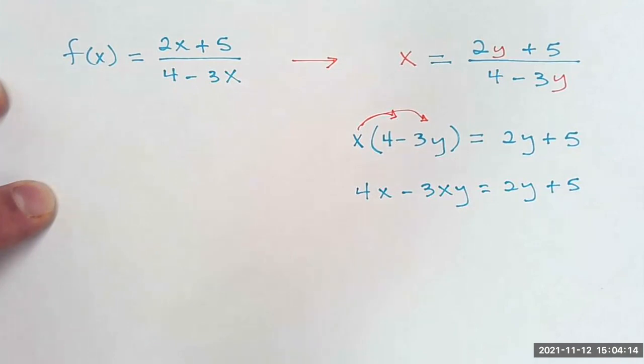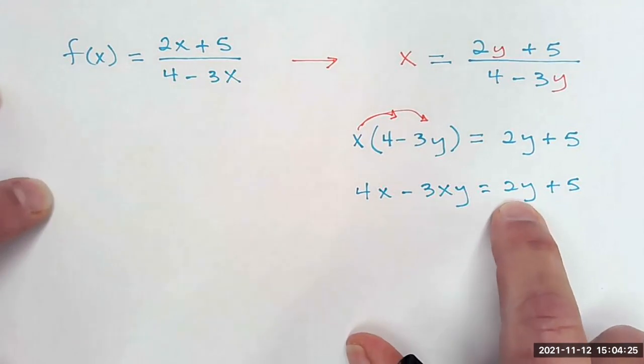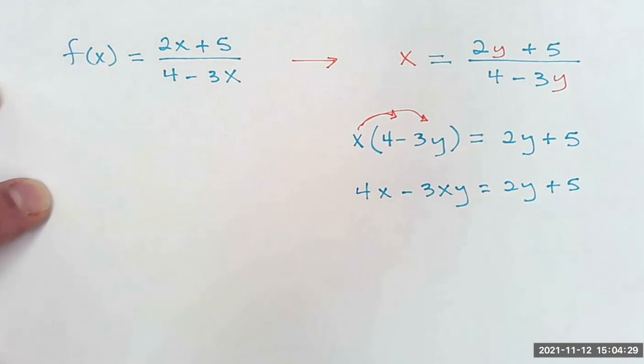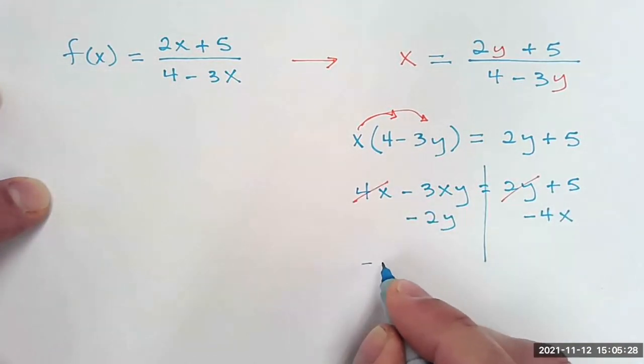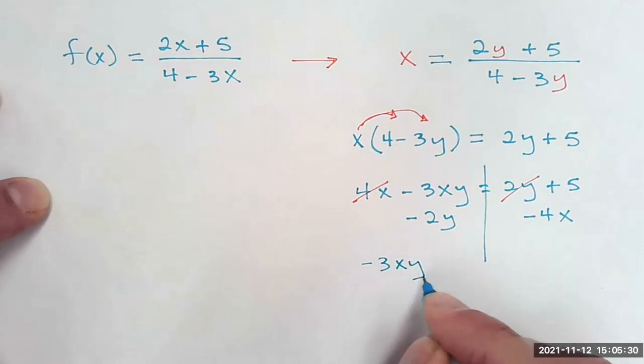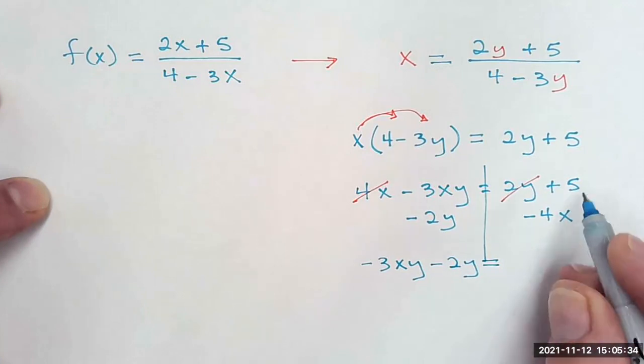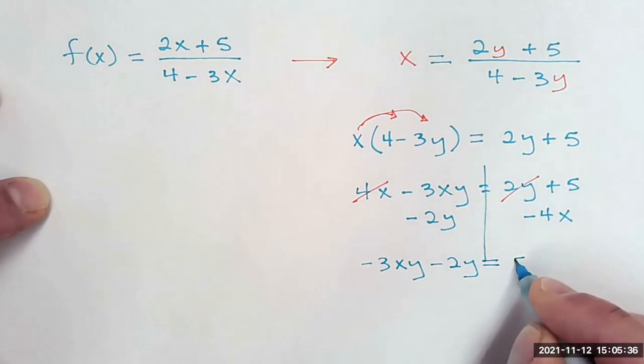Want to isolate y, so we need to move everything that has a y in its term to the left and everything that does not to the right. So we'll subtract 2y from both sides and we'll subtract 4x from both sides. And we get negative 3xy subtract 2y equals 5 subtract 4x.